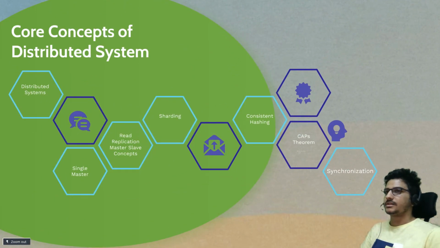Moving forward with the core concepts of distributed systems. We'll start talking about what a distributed system is, the terminology, characteristics, pros and cons, and the two types of scaling, vertical and horizontal. Post that, we will talk about the single master concept and its problems, and how we solve them using the master-slave concept. Then we will talk about sharding, consistent hashing, and the CAP theorem. And at last, we will talk about the clock synchronization protocol. So let's start.